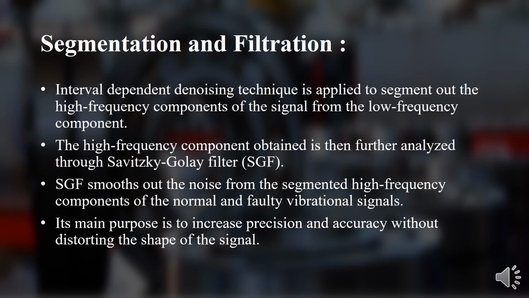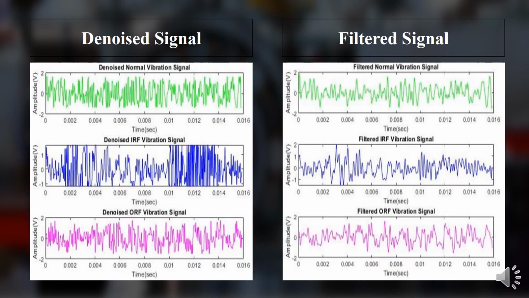The high-frequency component obtained is then further analyzed through the Savitzky-Golay filter. The Golay filter smooths out the noise from segmented high-frequency components of the normal and faulty vibrational signals. Its main purpose is to increase precision and accuracy without distorting the shape of the signals. These are the denoised signals from the interval-dependent denoising technique, and the second one is the filtered signal using the Golay filter.